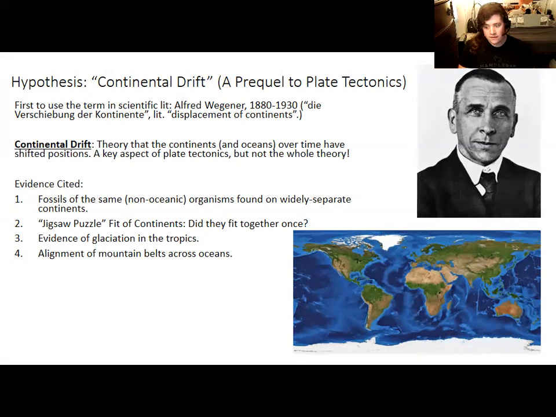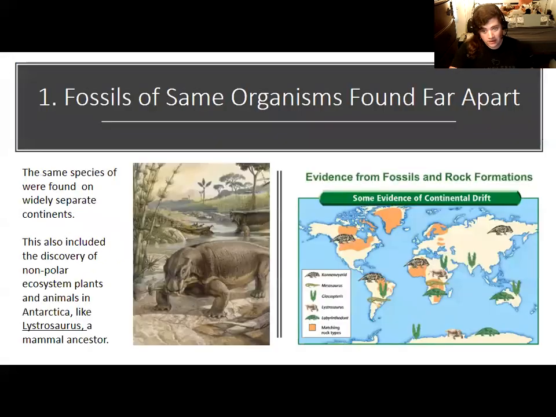He died before he ever found a mechanism, but his observations, along with others, would be revisited when more advanced scientific techniques allowed a mechanism to be discovered. And so I have the 4 bits of evidence on here. The first was that he observed that fossils of either the same or very similar organisms were found on widely separated continents, and these were organisms that were not marine animals.